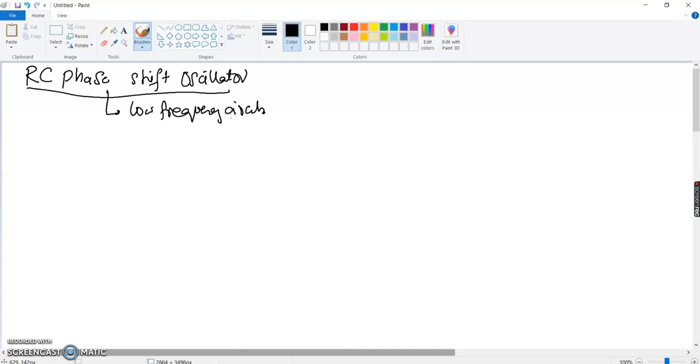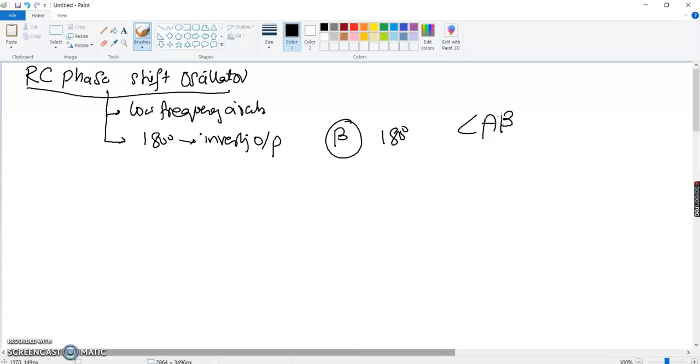The other important thing is that the phase shift of the op amp is 180 degrees, which means it's an inverting output. So in order to counter that, you need to provide a beta, or the feedback, so that this 180 is countered, so that you can satisfy the condition that the phase angle of A beta should be equal to 0 or 360 degrees. The circuit has to work in a way that beta provides the counter 180 degrees, so that you eventually have a zero phase shift at the output.